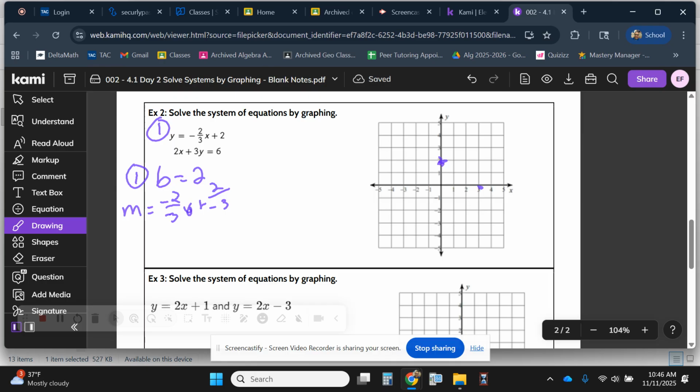Oh, I can't. So we're going to go the opposite direction. Can I go up 2 and left 3? 1, 2, 3. Yes, I can. And that's what I can do. And here's my first line. And there it is. There's number 1.